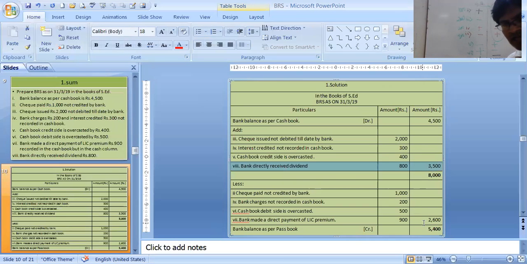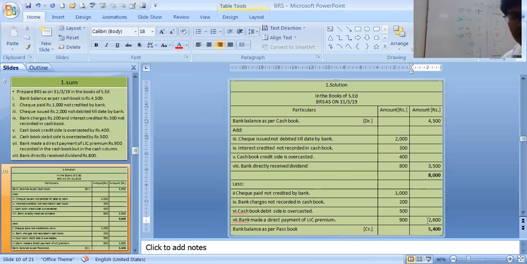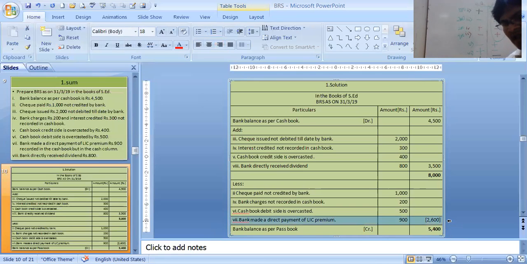And all these things we are doing minus. Minus we can write in the bracket also. So I have added all the minus: 1,200, 500 and 900, which comes up to 2,600. That is given in the bracket, means you have to do less. And after doing less, this from 8,000 minus 2,600 is 5,400.